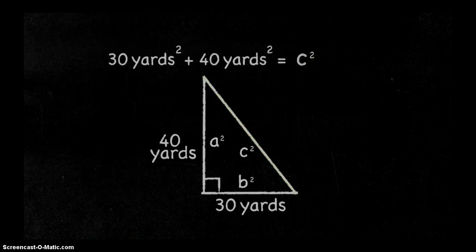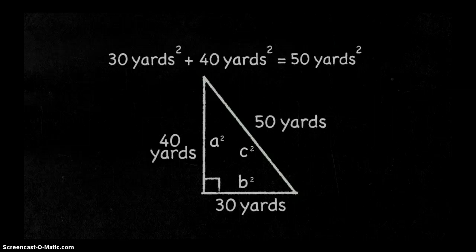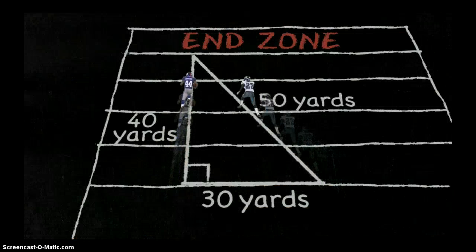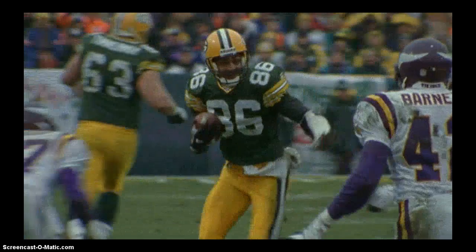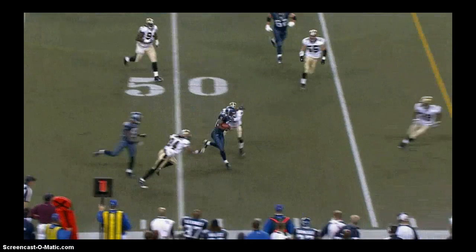To get the actual length, take the square root. 40 squared plus 30 squared is equal to 2,500, which is 50 squared. So the length of the hypotenuse is 50 yards. You've got to be precise in what you're doing, and you have to take the right angle, especially in coverage.